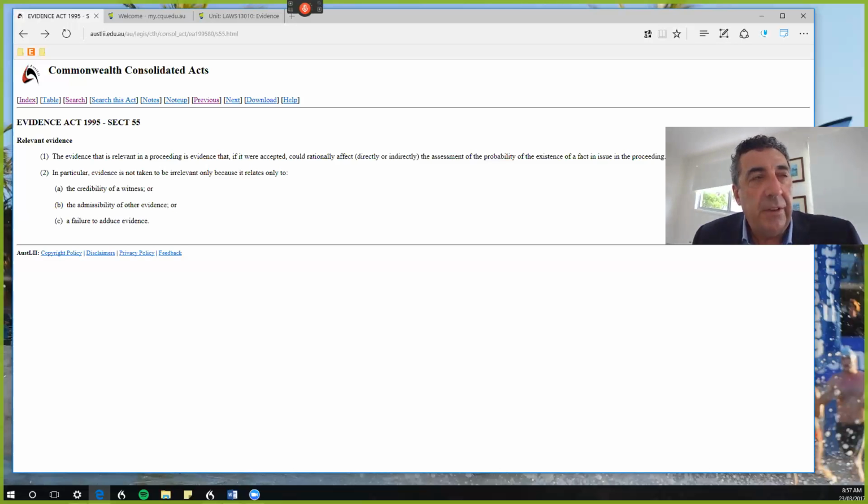So let's go back to that definition of what's relevant. What we need to do is determine whether there is a fact which is in issue in the proceeding. And evidence is something that is produced to a court, if it's accepted, could actually affect the assessment of probability of that fact. So we're looking for something that might change the view of a party.